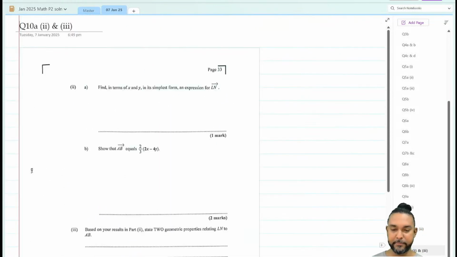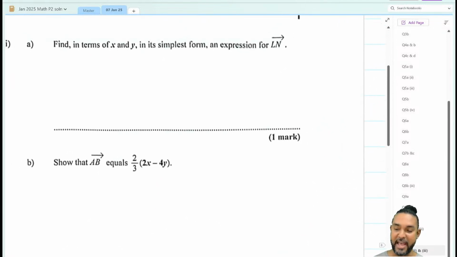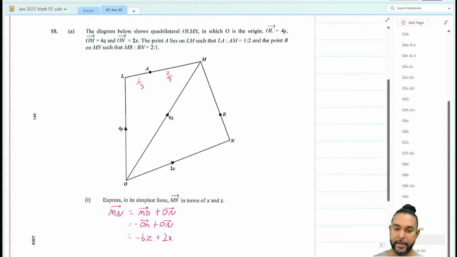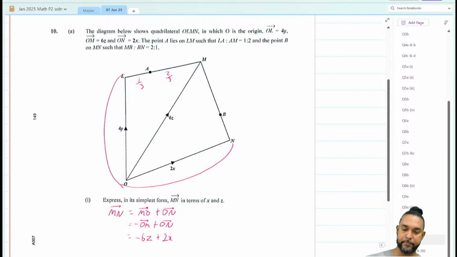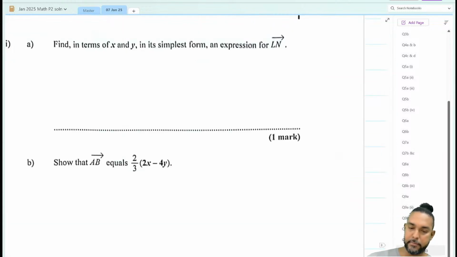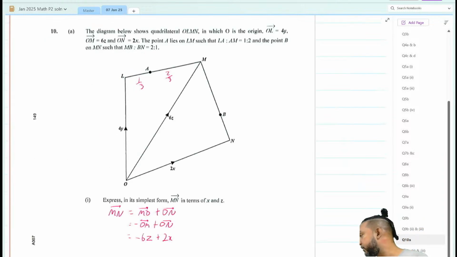No repeats. Find in terms of x and y, in its simplest form, an expression for LN. LN would be LO and ON. So LN is equal to LO plus ON. LO is the inverse of OL, so you just put a negative sign in front of the vector.